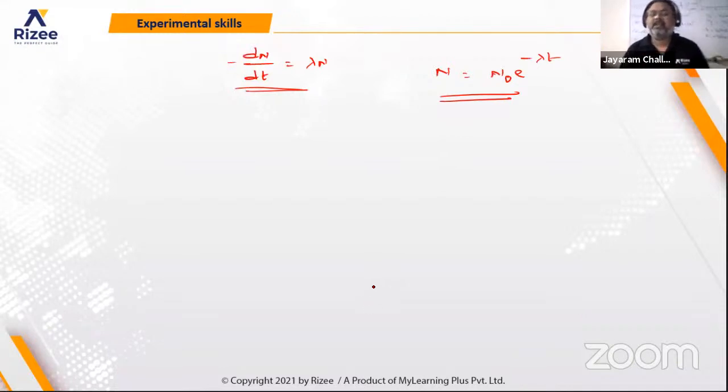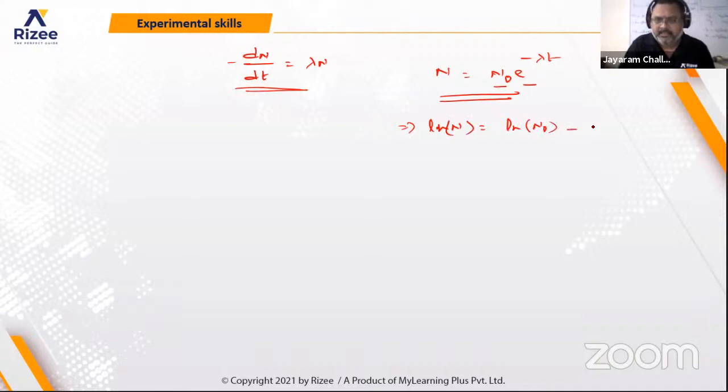To get the delta lambda, I need to bring the lambda, which is in the power, onto the normal level. So for that I'm taking the logarithm on either side. So this is ln of n is equal to, these two are multiplication factors, ln of n naught minus lambda t, because log of e to the power of a, with base e, is simply equal to a only. So I can write it as minus lambda into t.